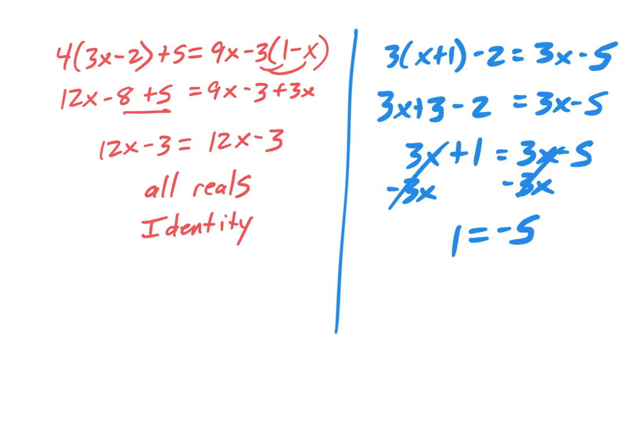Okay, when is that true? When will 1 be equal to negative 5? Never, right? Hopefully we say never. Those two will never be equal to each other. And so what do you think we would say here? No solution. There is no number that I can plug in for x that's going to make these two sides equal. So that's it. Those are two special scenarios that we might see.